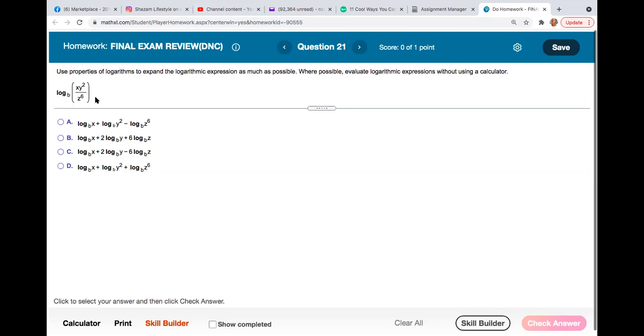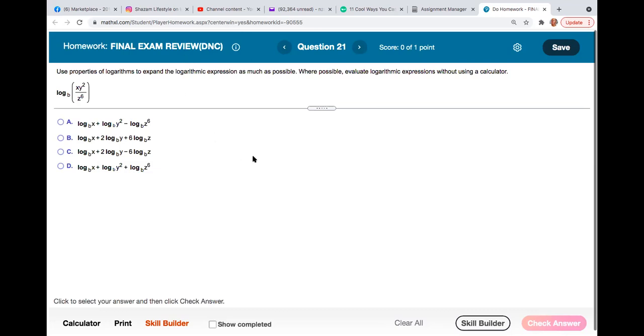Okay, so these are the log properties to expand the logs. So you have one log base. When they ask you to expand it, you have to have 2 or more log bases when you expand it. What you have to remember is that multiplication becomes addition, division becomes subtraction. So in the numerator, you have x times y squared. That's multiplication, so you're going to have log base b of x plus something.